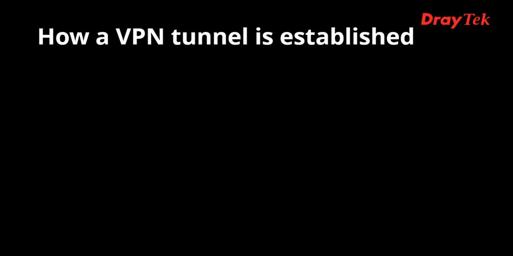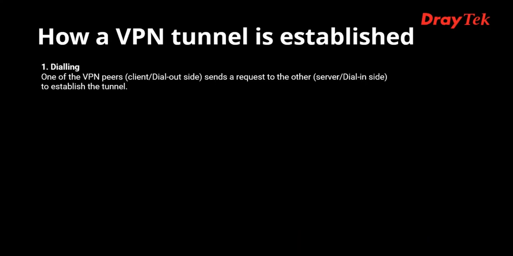We'll go over the steps involved in establishing a VPN tunnel. The first step in creating a VPN tunnel is a dial-in step. To create a tunnel between two sites, one site will act as the dial-in or the VPN server, and the other site will be the dial-out or the VPN client. The dial-out site will initiate and send a connection request to the dial-in site.